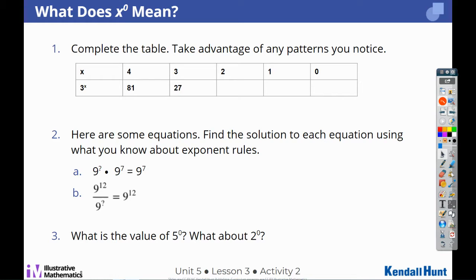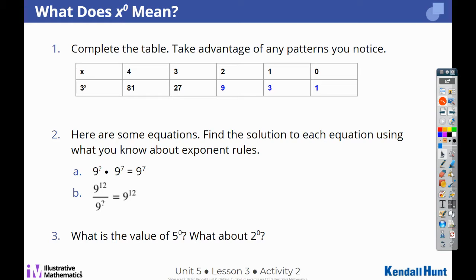What about 3 to the power of 0? It's going to be 1. It's still going to be 1 because I'm raising something to the power of 1. Okay. So let's look at these equations.